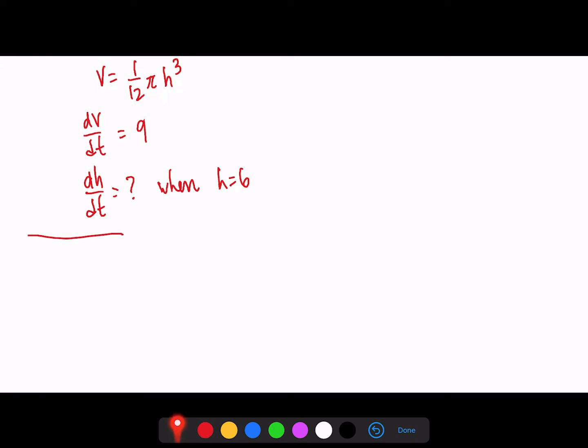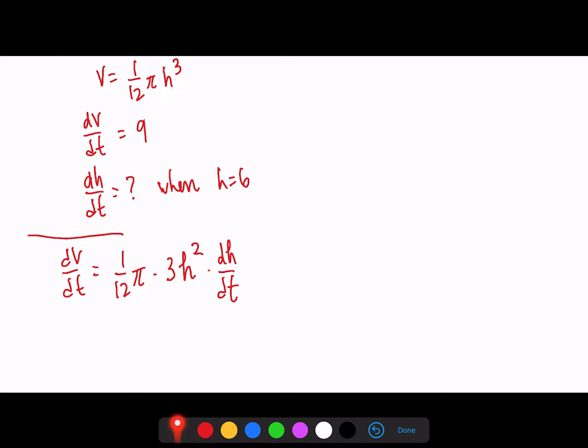Let's look at our equation here that relates volume and the depth of the water, and we're going to differentiate both sides using implicit differentiation. On the left-hand side, I get dV dt. On the right-hand side, the constants don't matter. I differentiate my H cubed, and I get 3H squared. Then by the chain rule, I multiply by the derivative of H, and that's our formula.